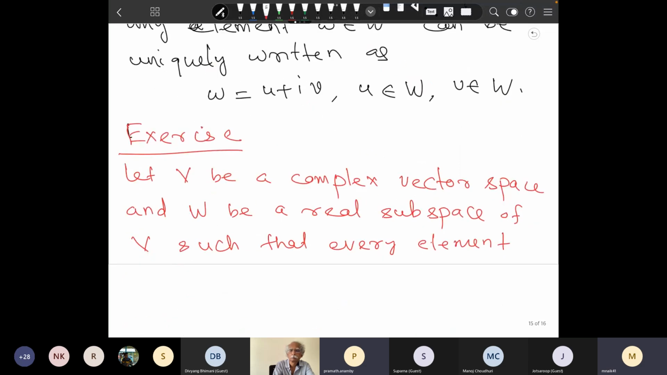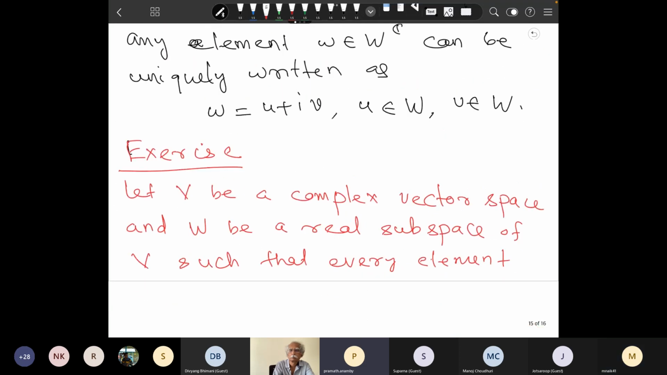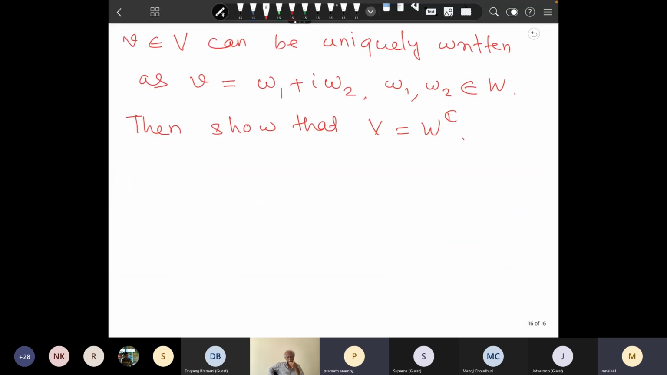So this exercise is very useful. Right? So let me read it once more. Let V be a complex vector space and W be a real subspace of V, so that every element V belonging to V can be uniquely written as V is equal to W1 plus I W2. Then V is isomorphic to WC. And this thing, uniquely written, is a very important thing.